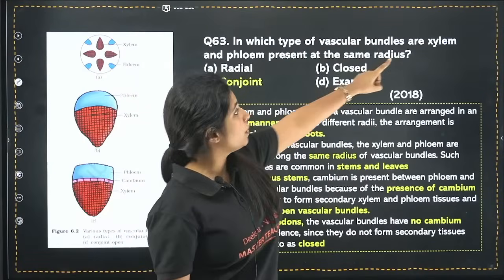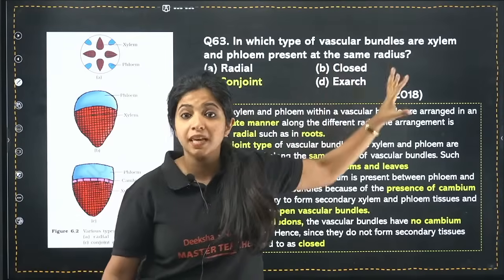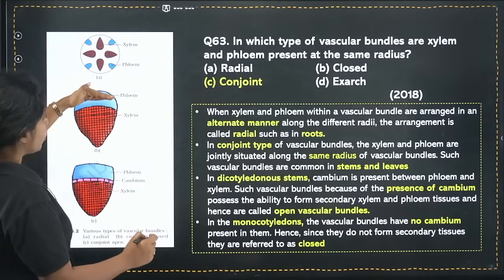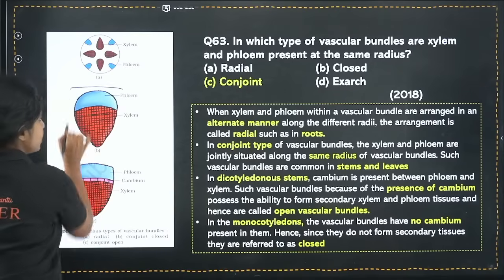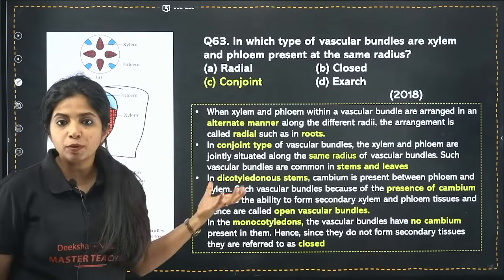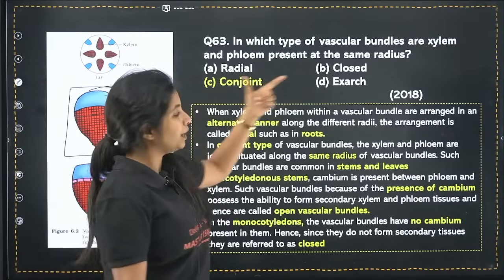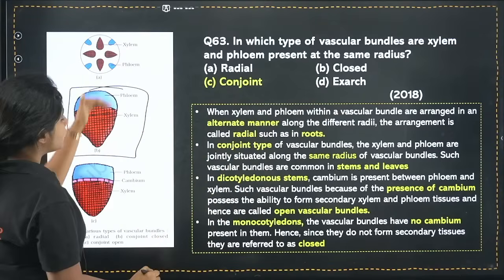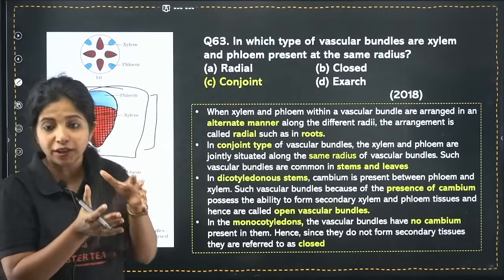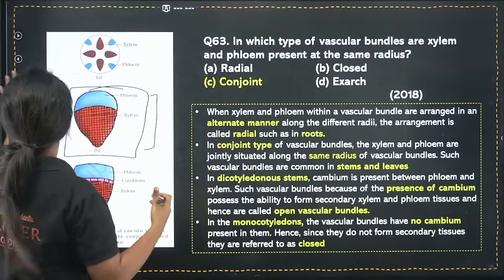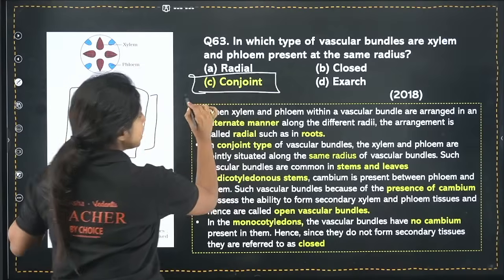In which type of vascular bundles are xylem and phloem present on the same radius? That means the xylem and the phloem are present together like this. In which type of arrangement do you see that? Radial, closed, conjoint, exact. Always remember, if you have an arrangement like this, you will call this conjoint. You might have heard about conjoint twins, right? So similarly over here, this is going to be conjoint.